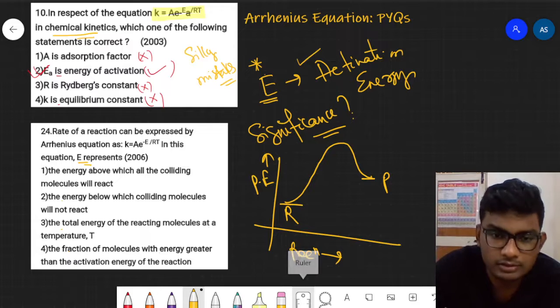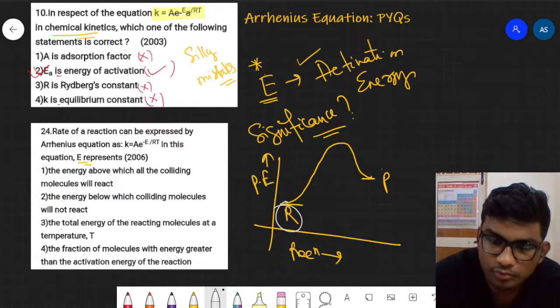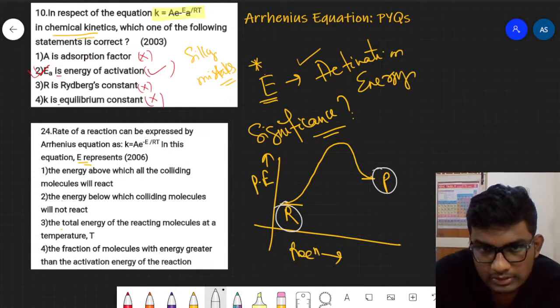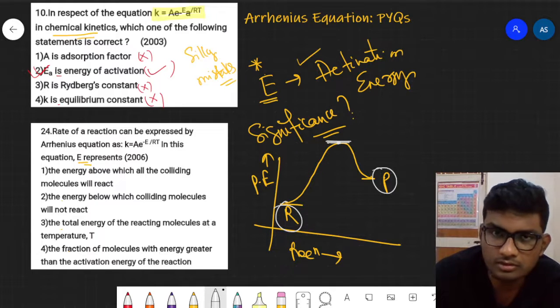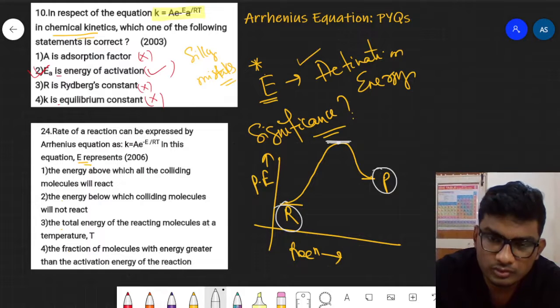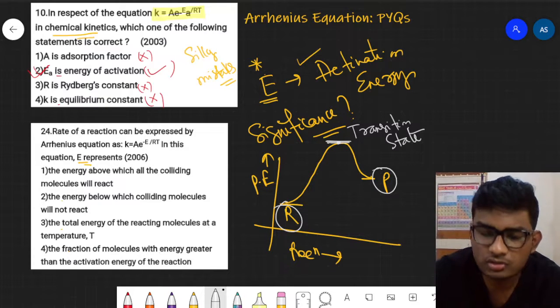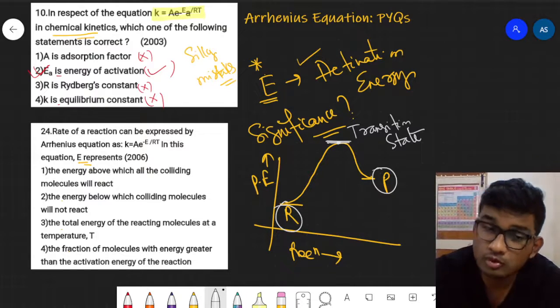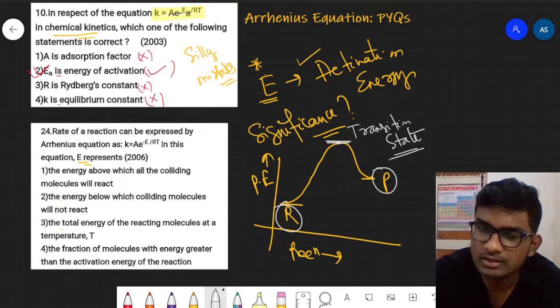Yeah, see, as you all know, this is the reactant and this is the product. This is the maximum energy level, the maximum energy point while the reaction is taking place. So this point is known as the transition state point. What is that transition state? A reaction always proceeds through a transition state. This is an activated complex. Transition state is an activated complex.